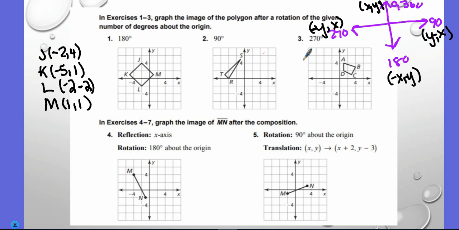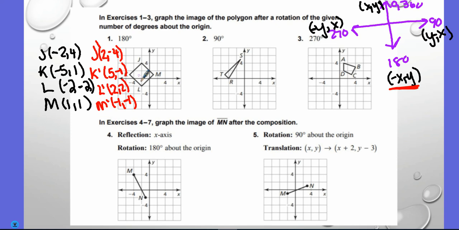So if I'm doing 180, if we go and look at the rule here, it just says take the opposite of X and Y. So this is going to be 2, -4. That's J prime. K prime is going to be 5 and -1. L prime is going to be 2 and 2, and M prime is going to be -1 and -1. I just took the opposite of the signs.